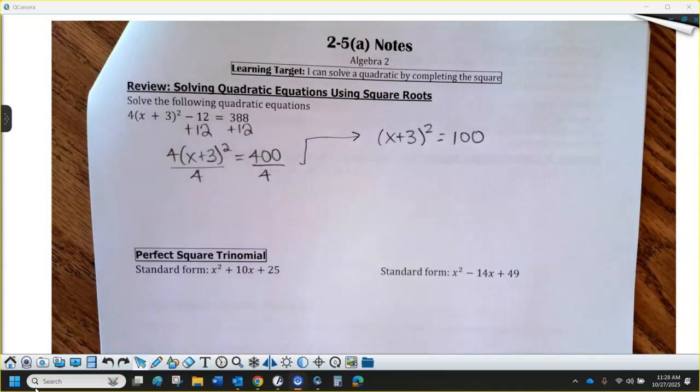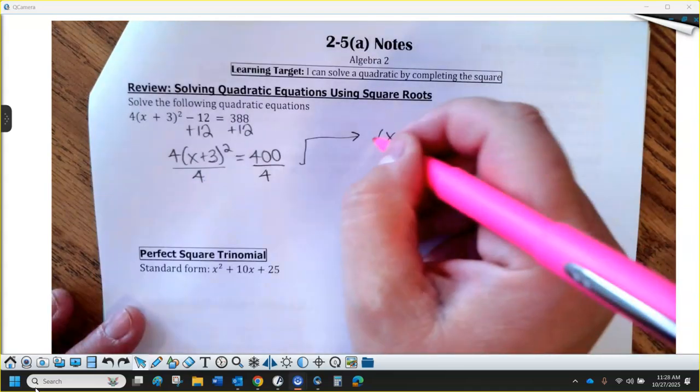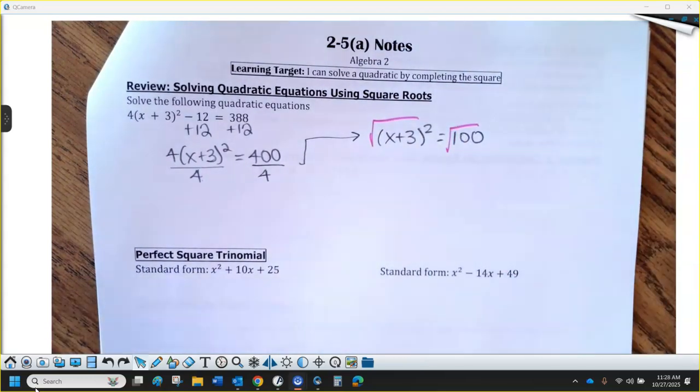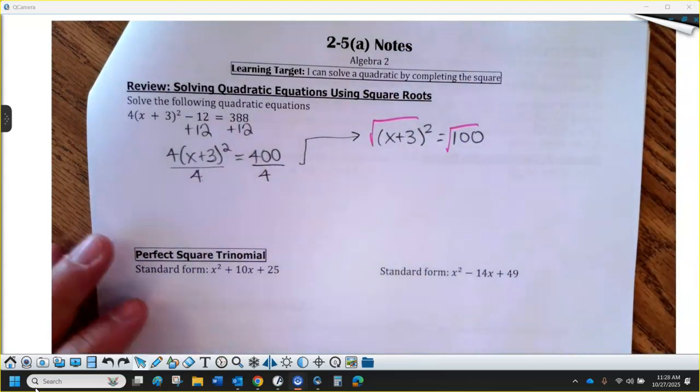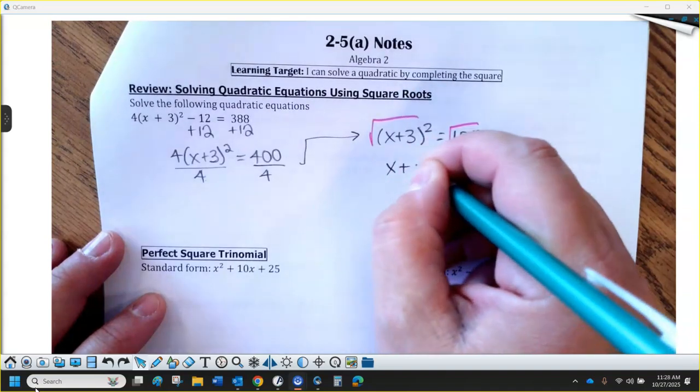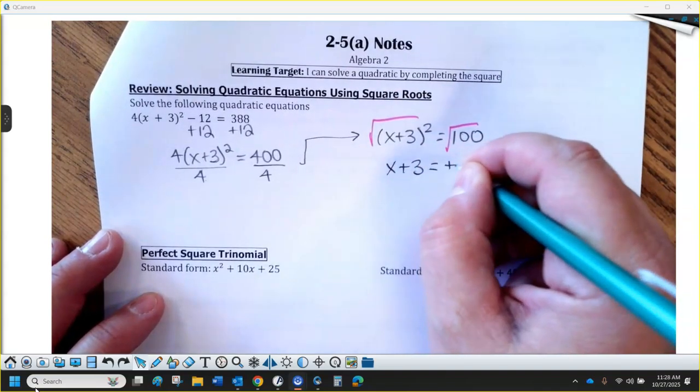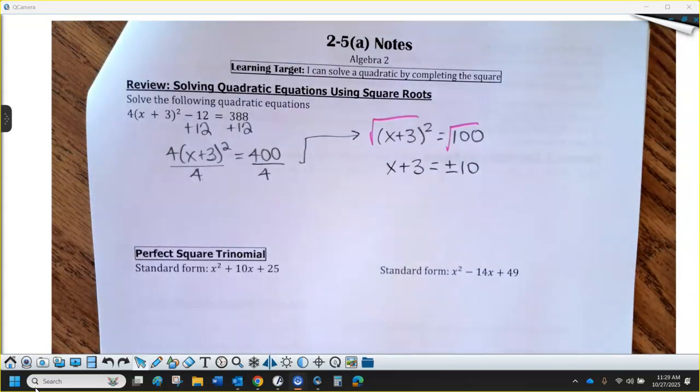Don't FOIL. You want these parentheses. This is what we want because you can just get rid of them by taking the square root. What's the square root of 100? 10. Perfect. You've got to put that plus or minus symbol in front of the 10 because it could be 10 or negative 10 if we introduce the square root.